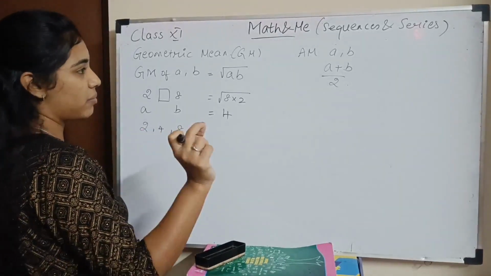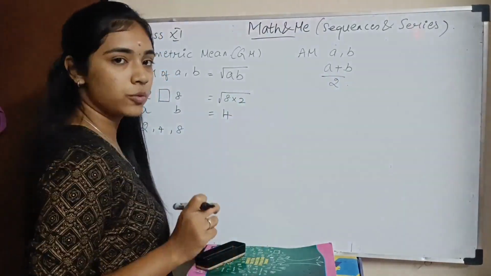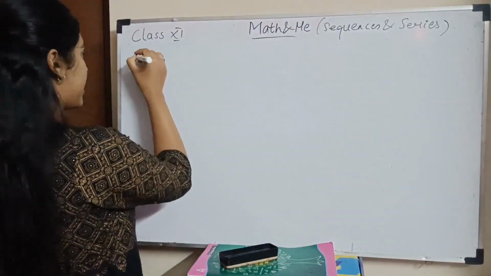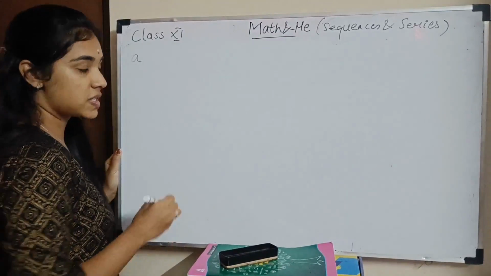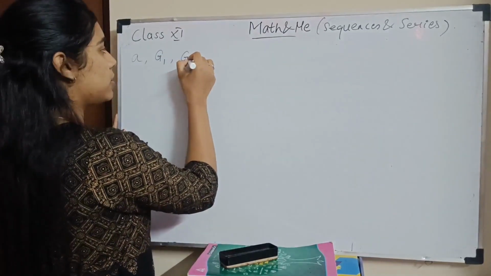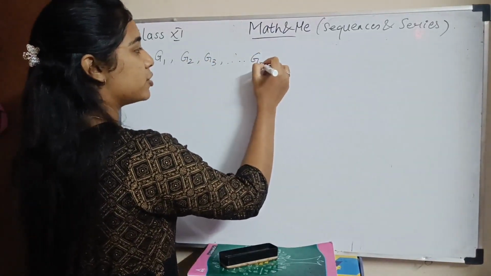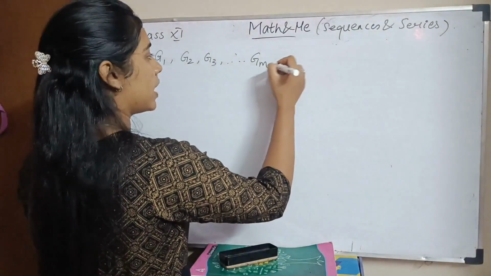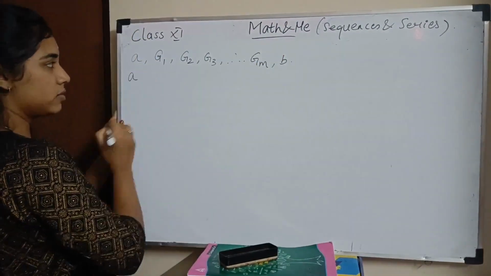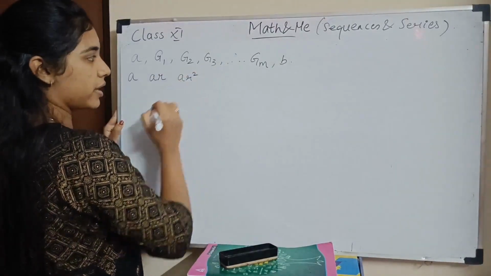So what is your geometric mean? It is root of AB. What is your arithmetic mean? It is A plus B divided by 2. So what is the general form of a geometric mean? You have A as your first term. You have a few geometric means in between. You have G1, G2, G3 until Gm. You have M terms and you have B. So what do you have? This is your A. This is your AR. This is your AR square.